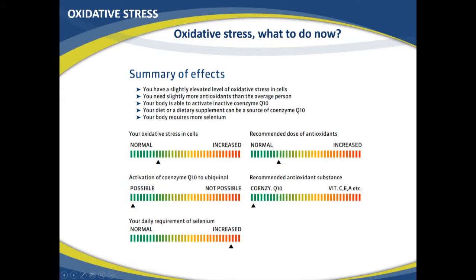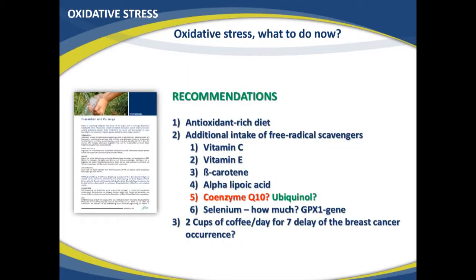So coenzyme Q10 is a recommended antioxidant. Otherwise, you would only be left with vitamin C, E, or ubiquinol. So coenzyme Q10 here is absolutely functional. Also, the daily requirement of selenium is increased because we need more selenium to activate the GPX1 gene that I've explained to you. And the recommended dose of antioxidants is slightly higher than normal. So this is a cutout. This is the information that you get in the report.